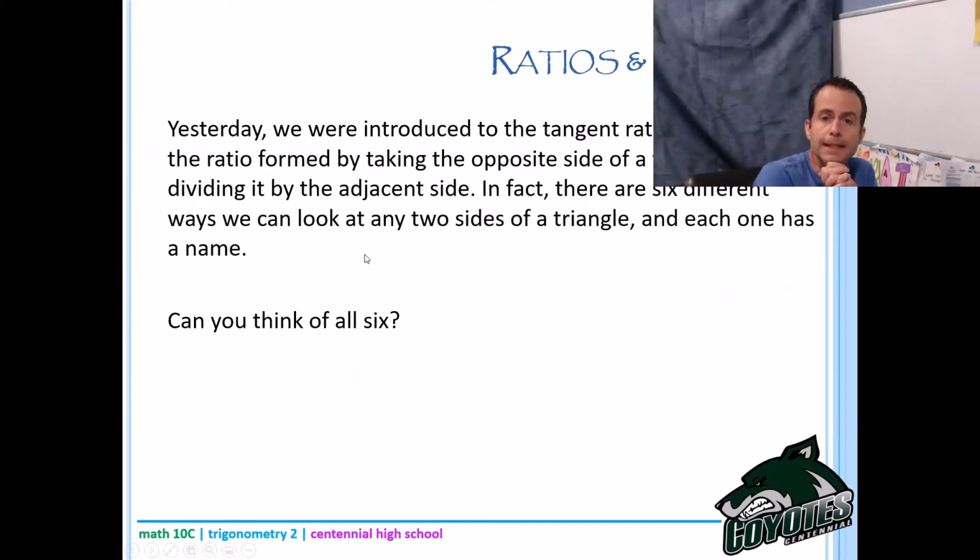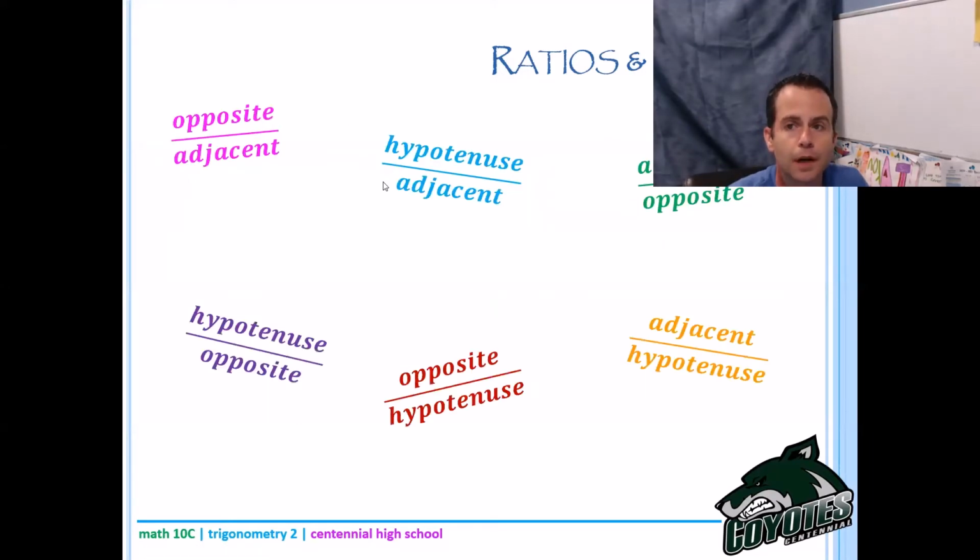So yesterday we were introduced to the tangent ratio, which was the ratio formed by taking the opposite side of a triangle and dividing it by the adjacent side. In fact, there are 6 different ways. There are 6 different pairs that I could look at, okay? Think of it now, if I did opposite over adjacent, I could have also done adjacent over opposite. Okay, so that's 2 now. I want you to try and figure out if you can find all 6 ways I could pair up 2 sides. All right, so these are them.